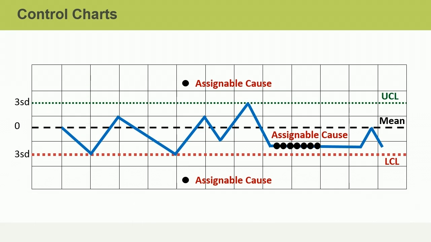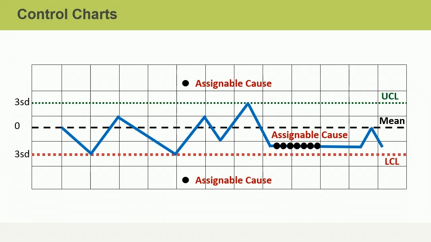You may be wondering, why does it matter if 7 samples in a row fall on one side of the mean? Isn't that still within the acceptable tolerances? And what is the significance of the number 7? The statistical likelihood of 7 samples in a row falling on one side of the mean is quite low, and it may be an indicator that the process is trending out of control.